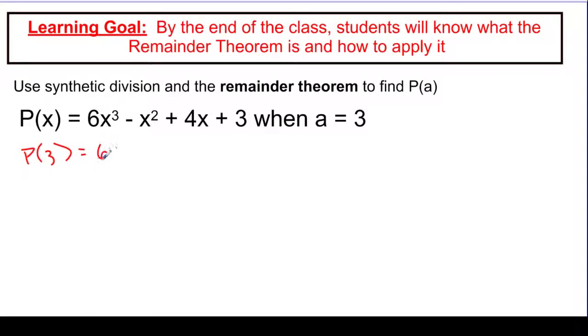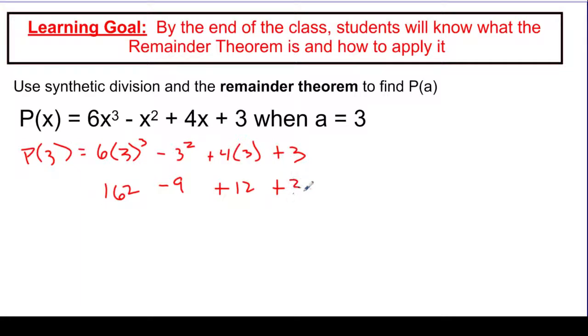Okay, and we're just going to do 6 times 3 cubed minus 3 squared plus 4 times 3 plus 3. All right, well, 3 to the third is 27, and 27 times 6 is 162. So we got 162 minus 9 plus 12 plus 3. All right, so if I put together all of these terms, minus 9 plus 12 plus 3, 168. Okay, so I'm going to say 168. When I plugged in a equal to 3, I got 168. So let's try the synthetic division and see what happens.